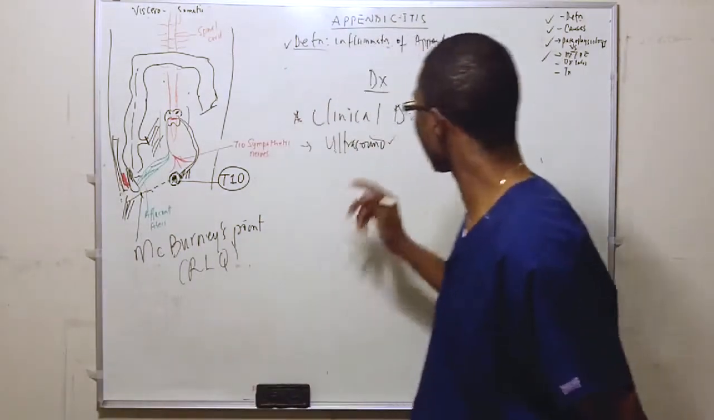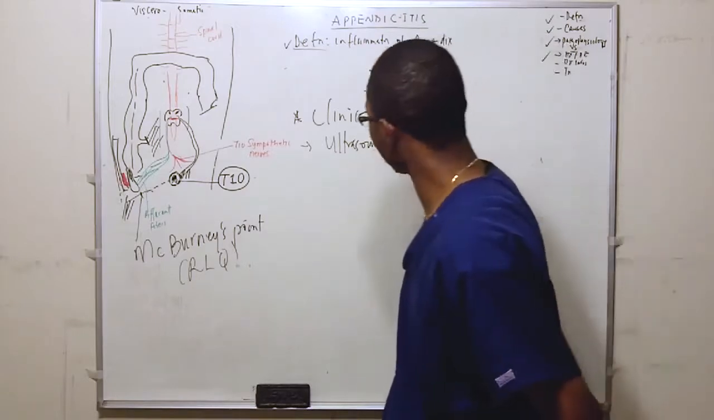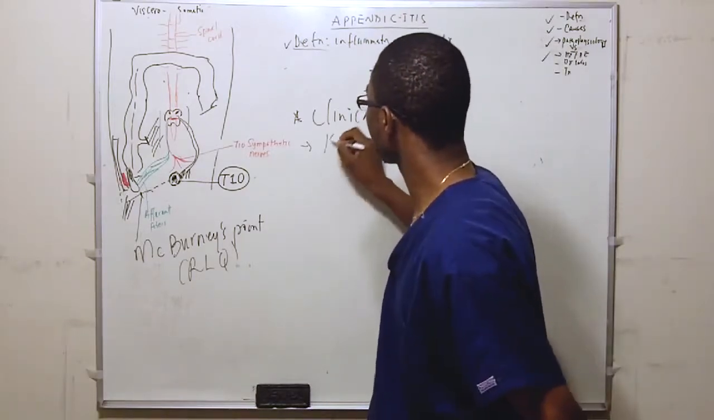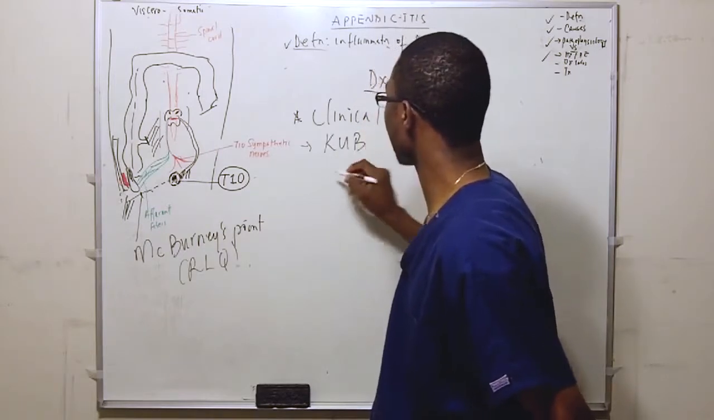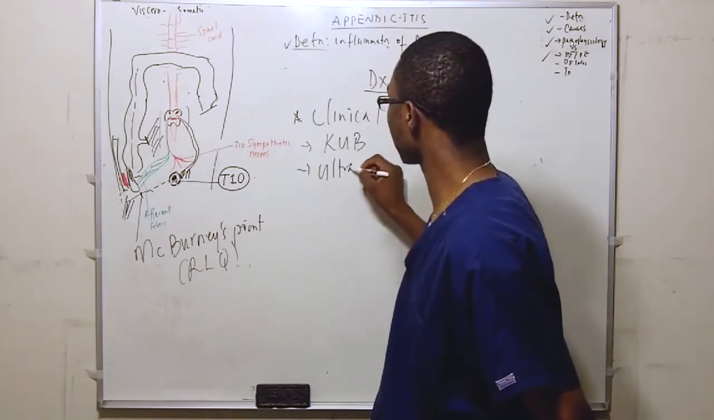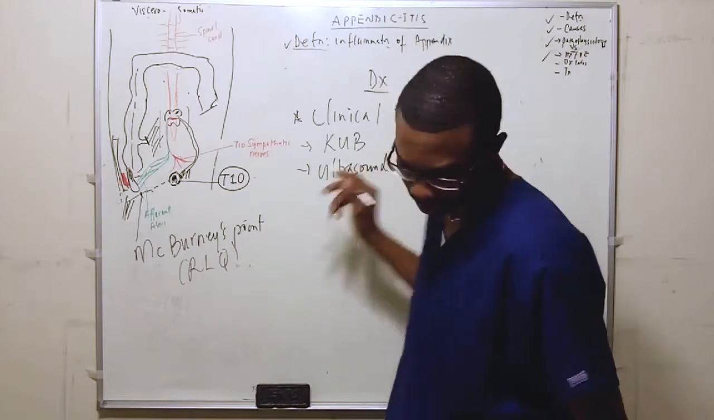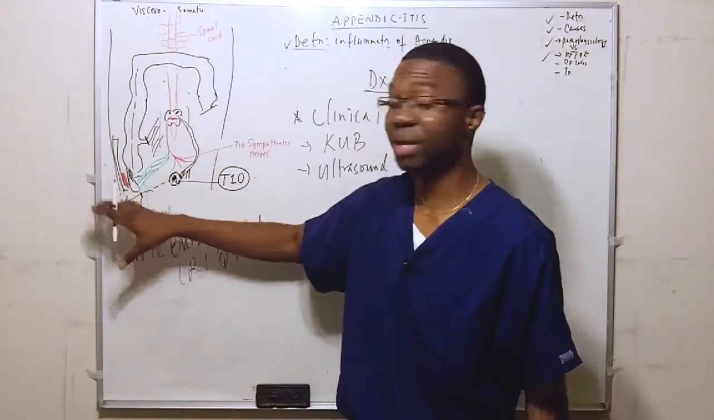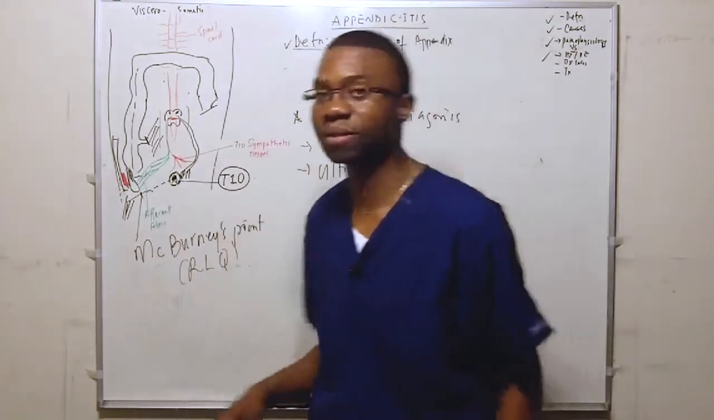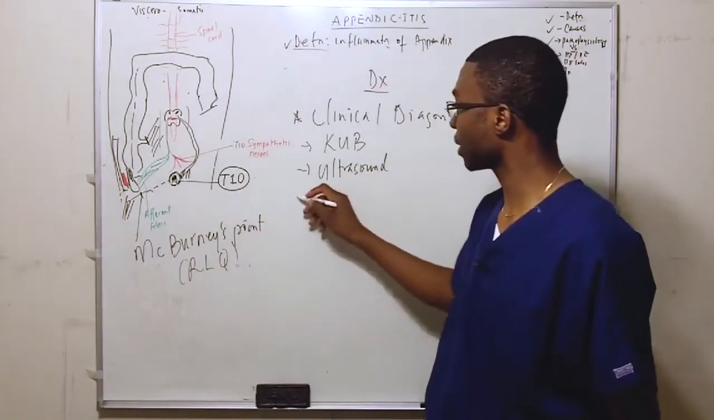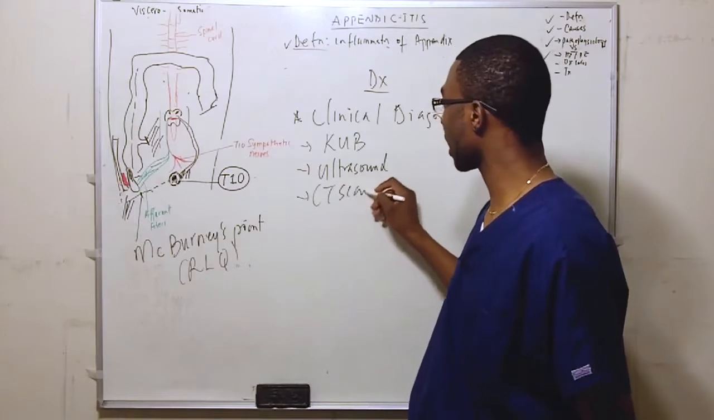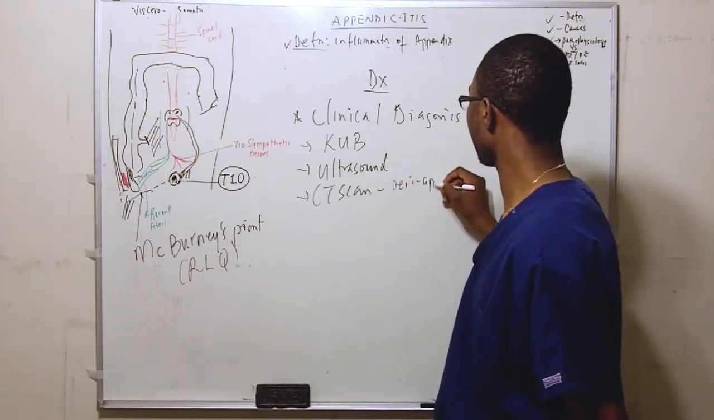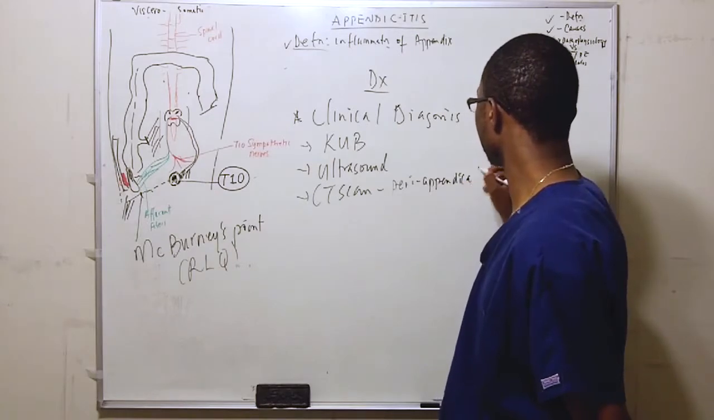And actually, I'm sorry, I take that back. That's a KUB test, which is the kidney, ureter, and bladder test. The ultrasound will be able to show you an enlarged and non-compressible appendix. If the appendix can't be compressed, that's telling you you have appendicitis. And we can order a CT scan, which shows what? Periappendiceal stranding.